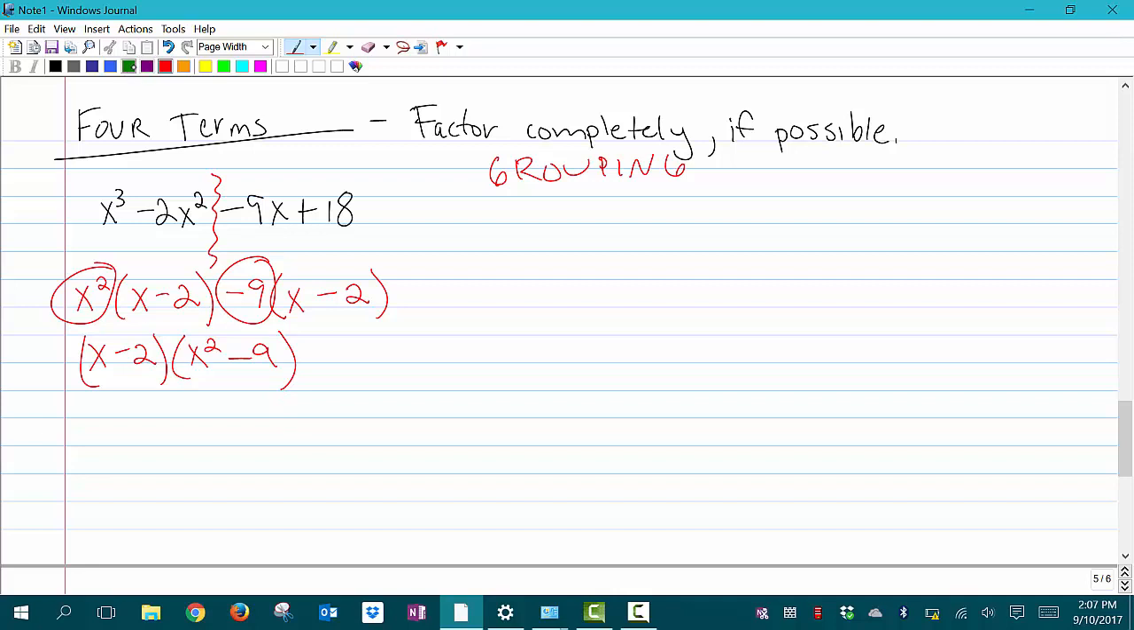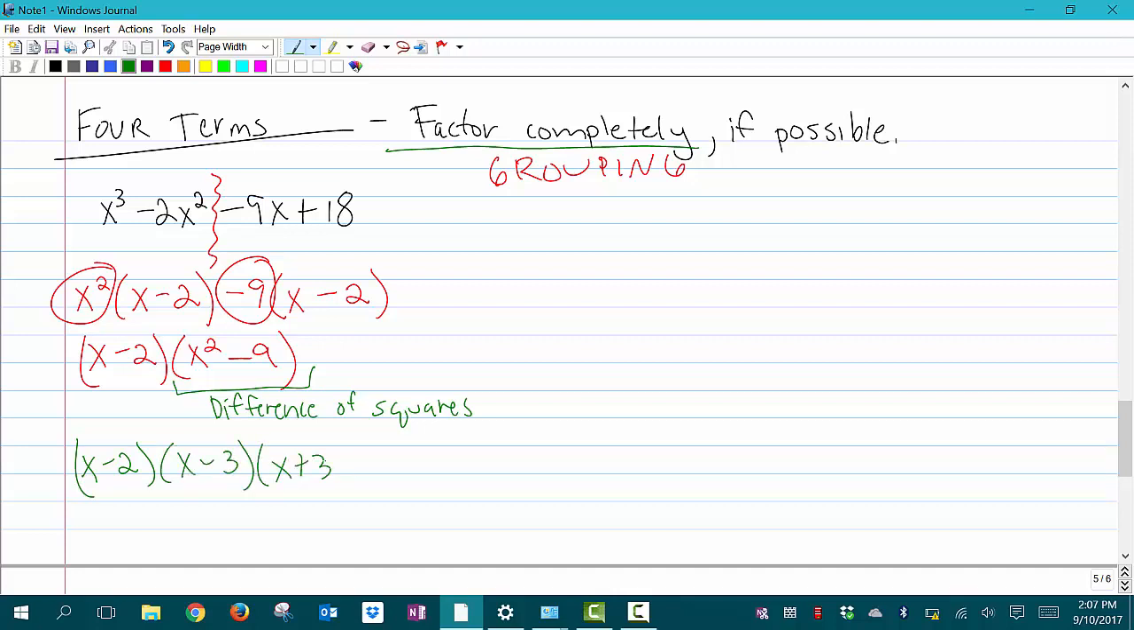It says to factor completely. We notice that x squared minus 9 is once again something that can be factored. This is a difference of squares. So I want to factor completely. If I factor that completely, that leaves me with x minus 3 and x plus 3. Now our polynomial is factored completely.